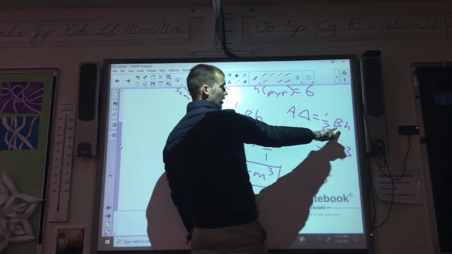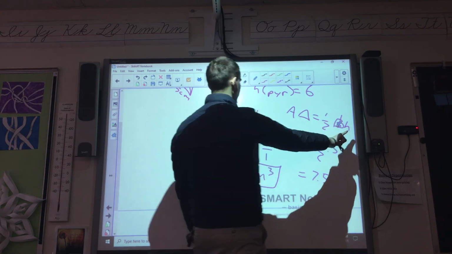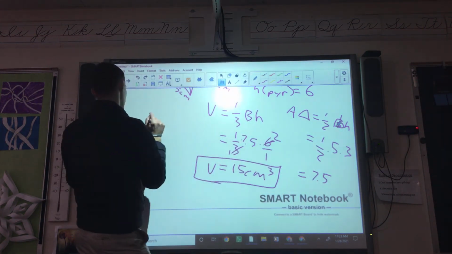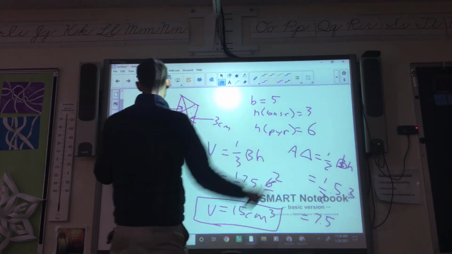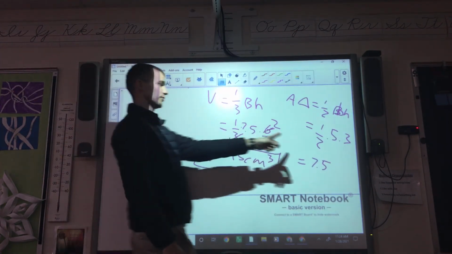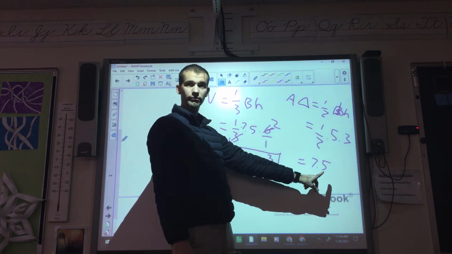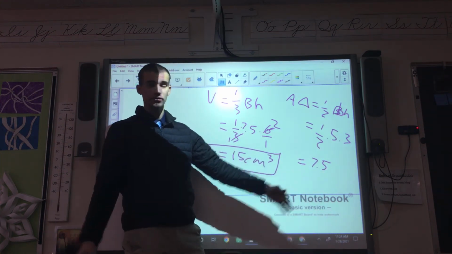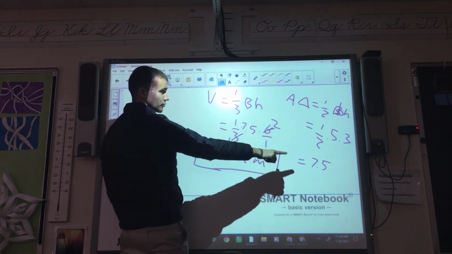Area of a triangle is 1/2 base times height, or sorry, that should be a little b. 1/2 base times height. Well, I know the base of this triangle is 5. The height is 3. So 1/2 times 5 times 3. 5 times 3 is 15. 15 divided by 2 is 7.5. So again, don't need any calculator for this. 7.5 goes where big B is, because that's what the area of it is.